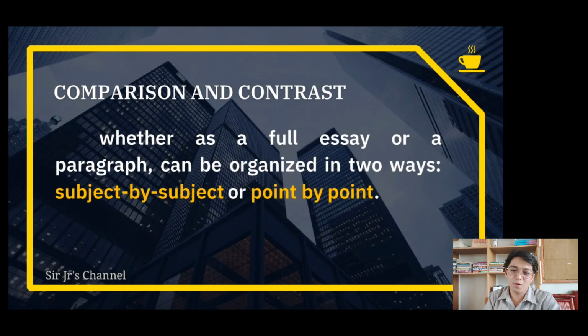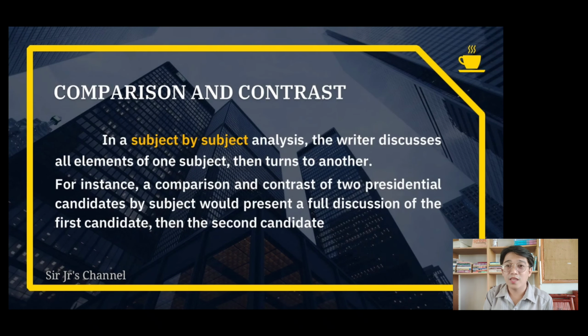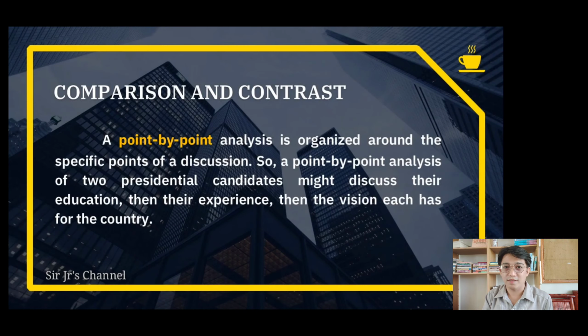Whether as a full essay or a paragraph, it can be organized in two ways: a subject-by-subject comparison and contrast, or a point-by-point. So what's the difference between the two? In a subject-by-subject analysis, the writer discusses all elements of one subject, then turns to another. For instance, a comparison and contrast of two presidential candidates by subject would present a full discussion of the first candidate, then the second candidate.